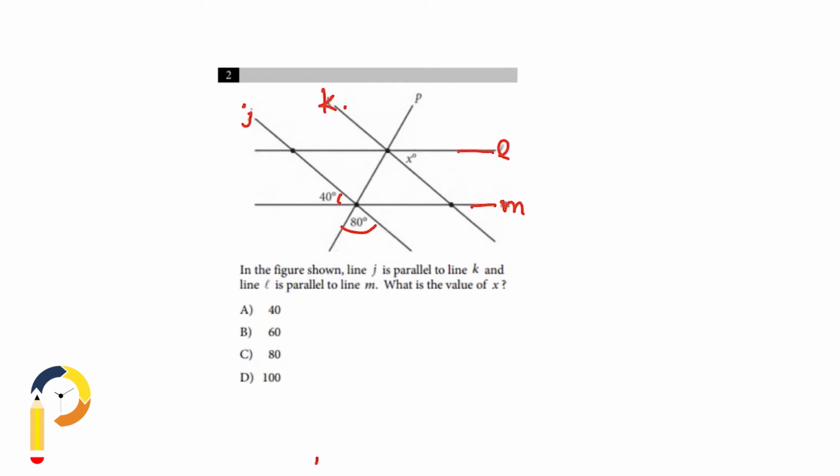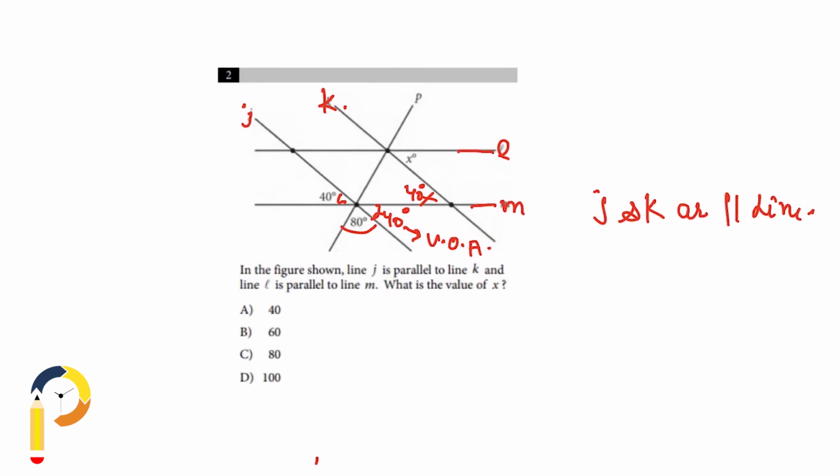The first step: if you know this is a 40-degree angle, then this is also 40 degrees. You can say it is the vertical opposite angle, VOA. Now if you see this angle, it is also 40 degrees, because J and K are parallel lines. So this angle is 40 degrees, so this will also be 40 degrees.